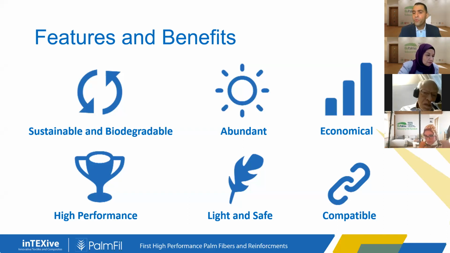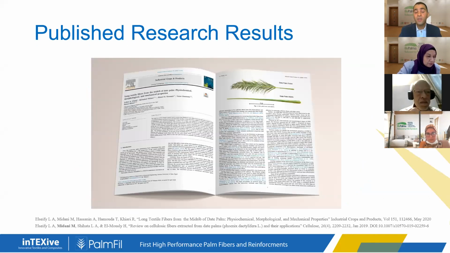Also, it's a high performance fiber. Its specific tensile strength is 5 times higher than structural steel. And when it comes to weight, it's 50% lighter than glass fiber, and it's safe for the working environment and doesn't require any special personal protective equipment. And most importantly, it's compatible with the existing textile processing systems, like for spinning and weaving, and it can be blended with other natural fiber.